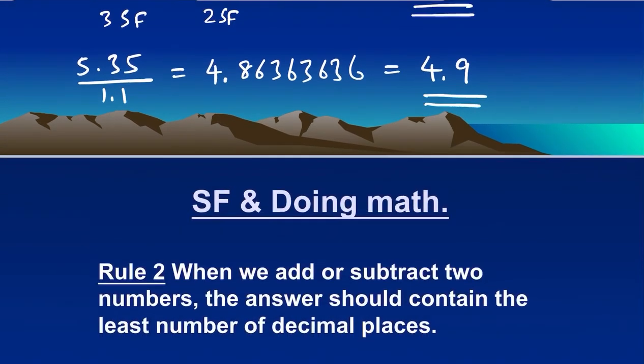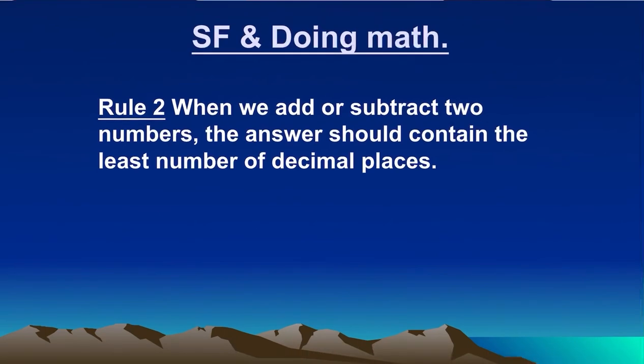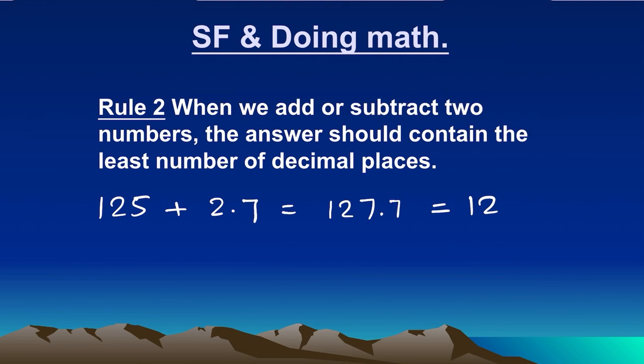The second rule is about addition and subtraction. It says when we add or subtract two numbers, the answer should contain the least number of decimal places. Here it is about decimal place, not about the number of significant figures. So let us take one simple example, 125 plus 2.7. If you add this, you're going to get 127.7. But the final answer will be 128.